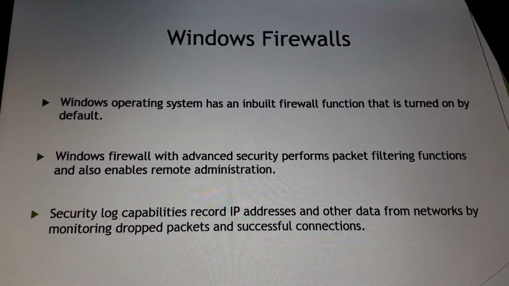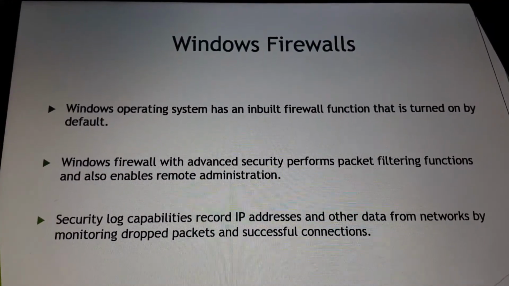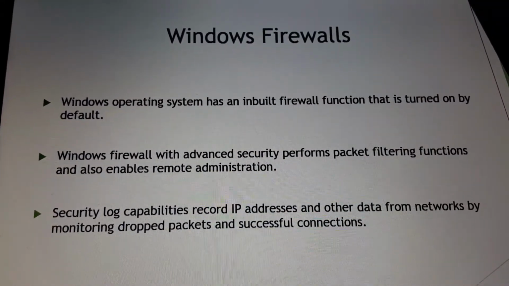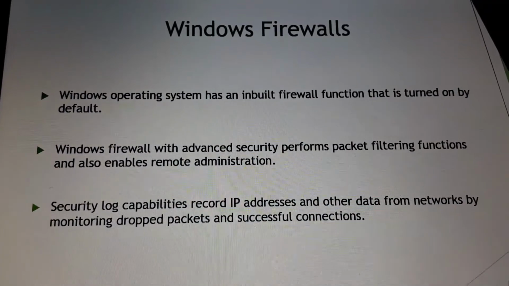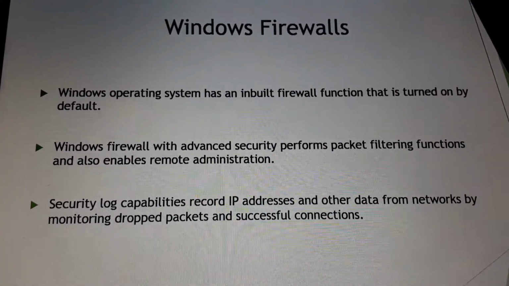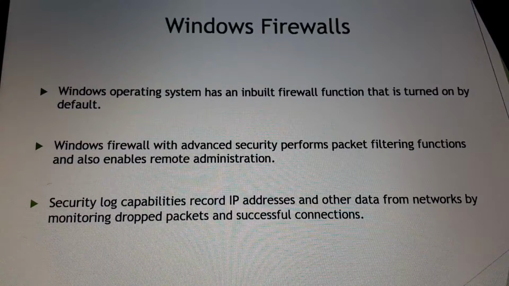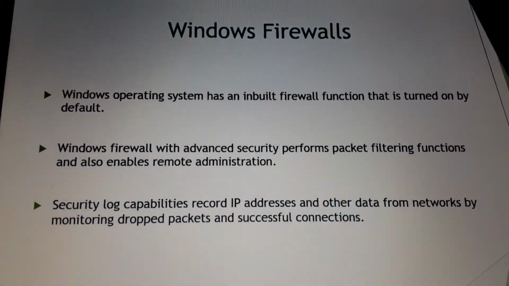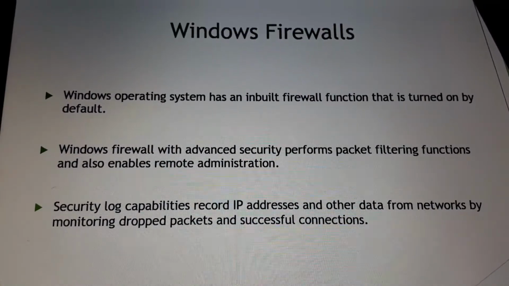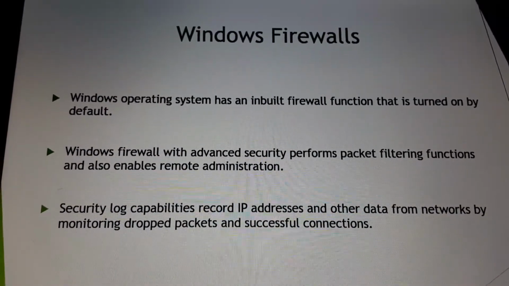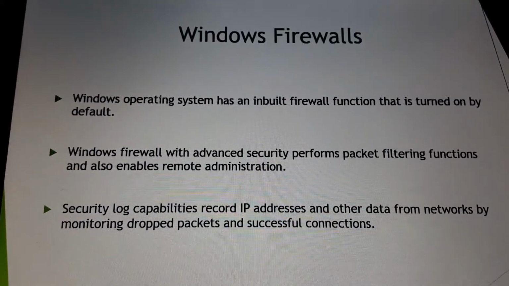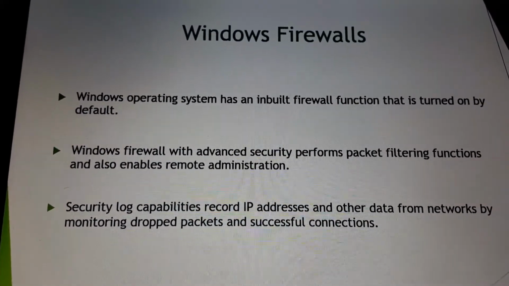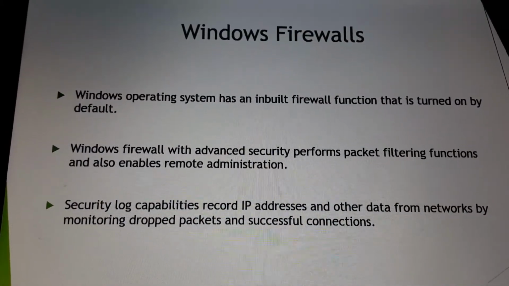Windows operating systems have inbuilt firewall functions that are turned on by default. We also have the advanced security Windows firewall, which performs packet filtering functions and also enables remote administration. Windows firewalls also have the capability of checking logs and recording IP addresses and other data from networks by monitoring dropped packets and successful connections.